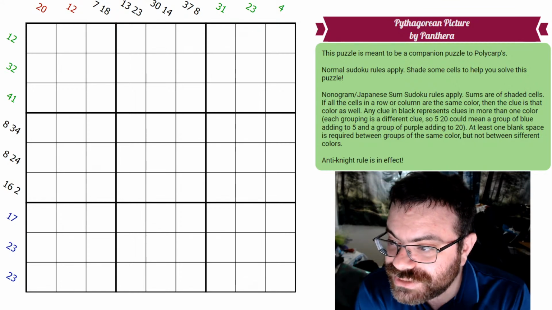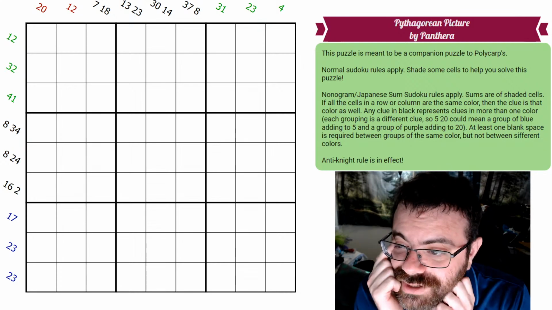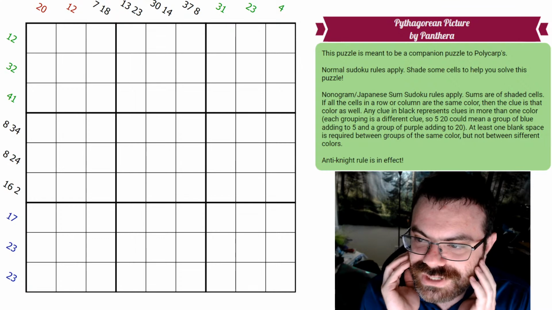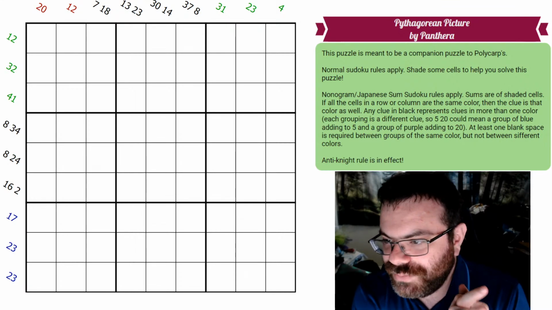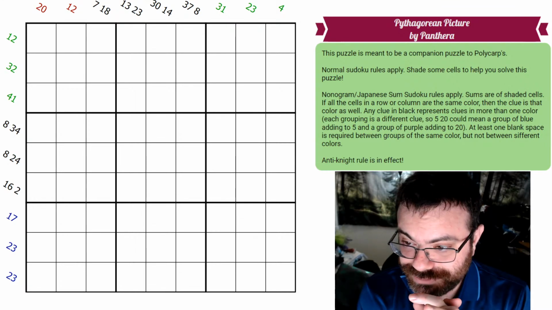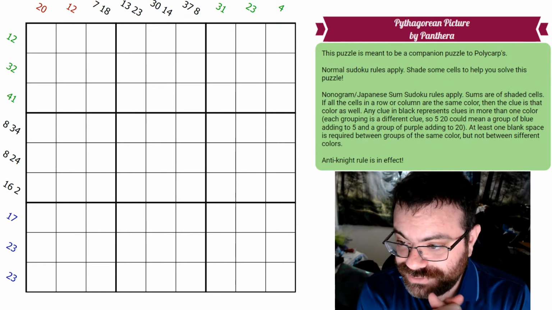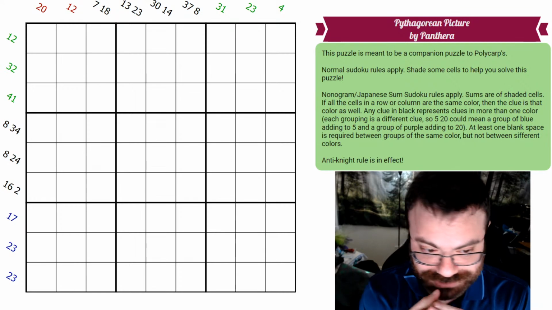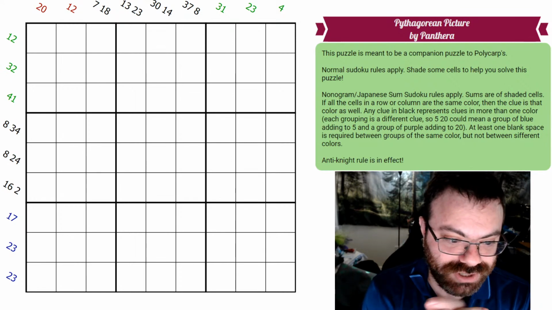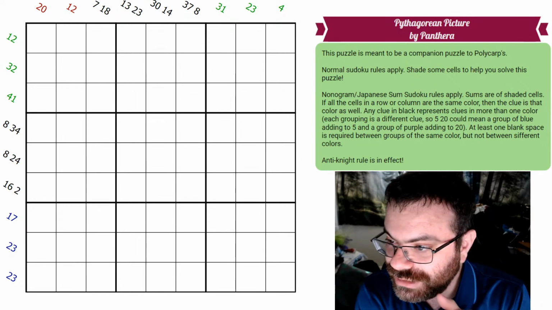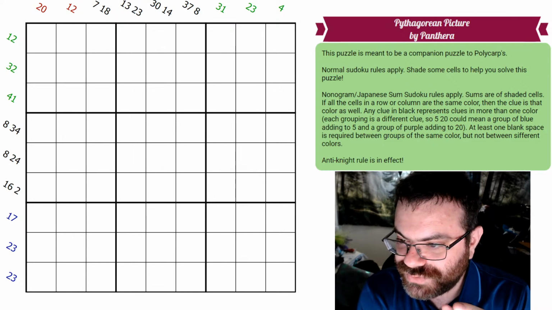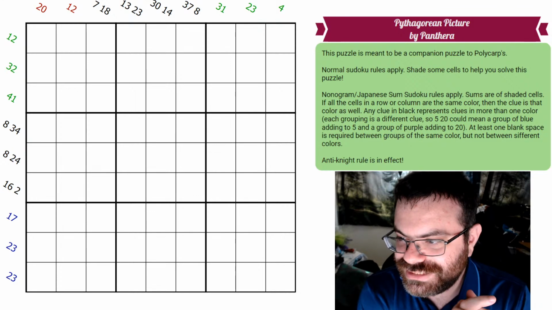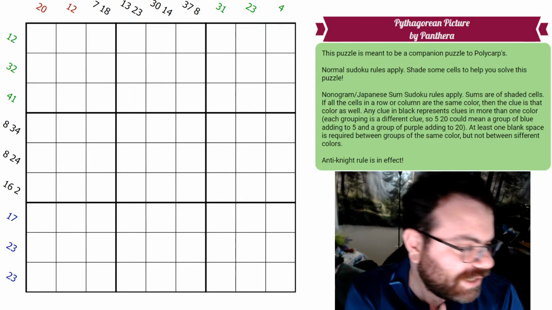Yeah, so sums are of shaded cells. If all the cells in a row or column are the same color, then that clue is that color as well. Any clue in black represents clues in more than one color. Each grouping is a different clue. So 520 could mean that a group of blue adding to 5 and a group of purple adding to 20. Oh god, we have 3 colors actually. At least one blank space is required between groups of the same color, but not between different colors. Anti-night rules in effect.